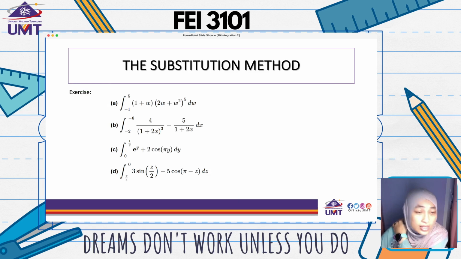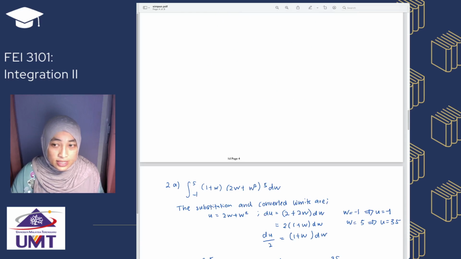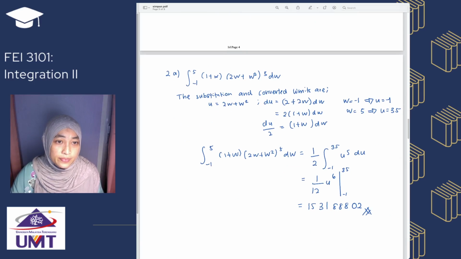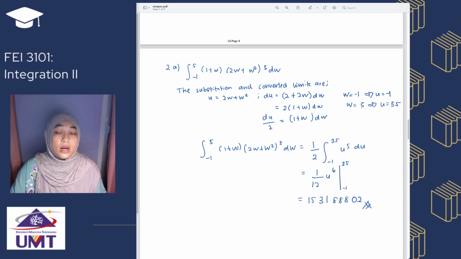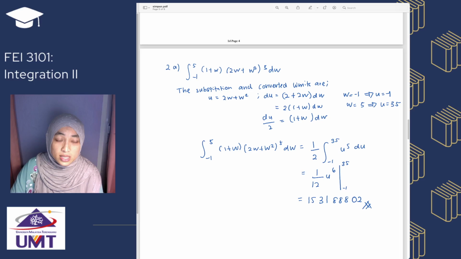So for the exercise, example here, as 2a, the substitution and converted limits for the example: from negative 1 to 5 of 1 plus w times (2w plus w squared) to the power of 5 dw. So the substitution and converted limits are here. You put u equal to 2w plus w squared.